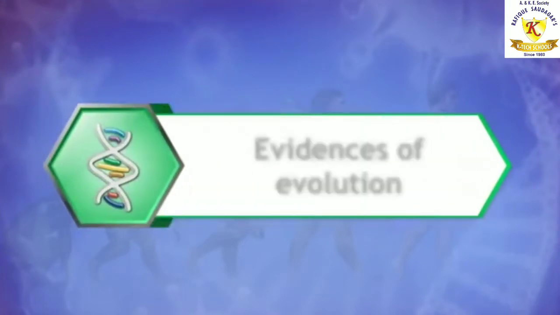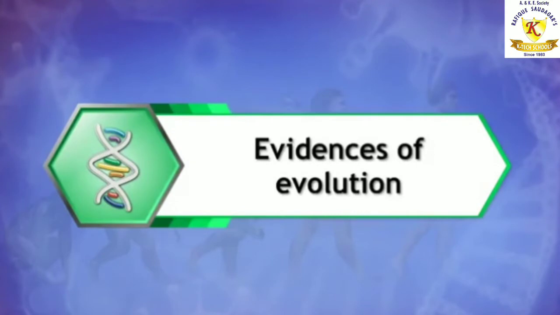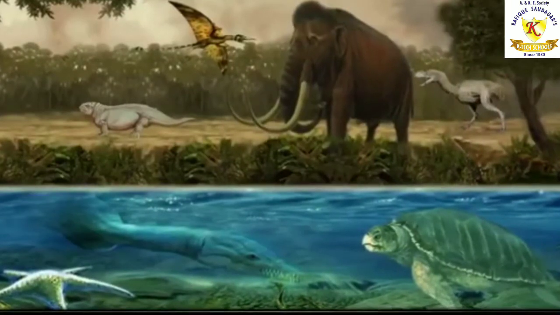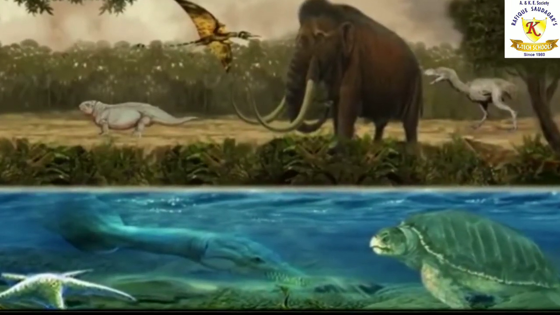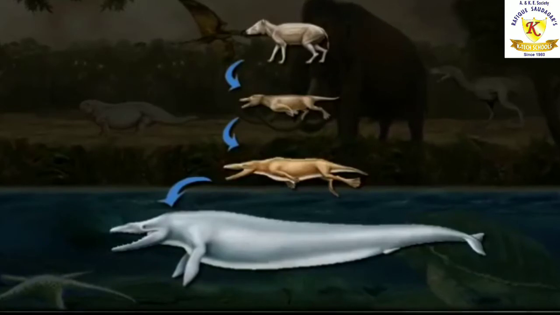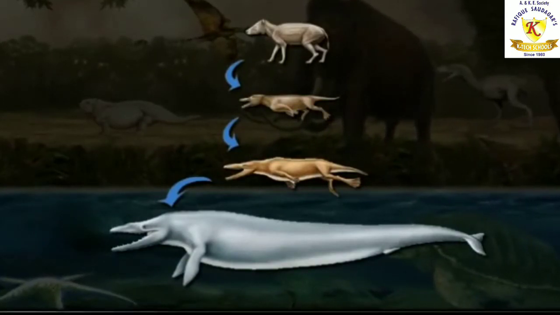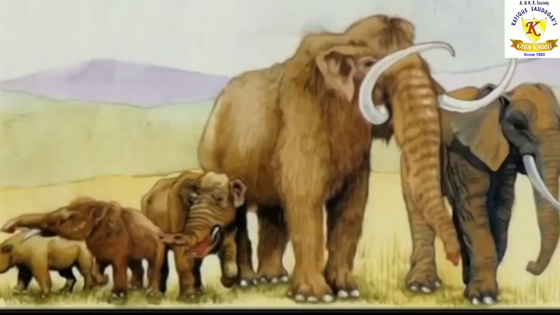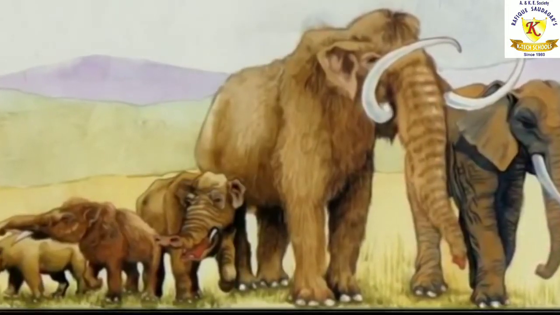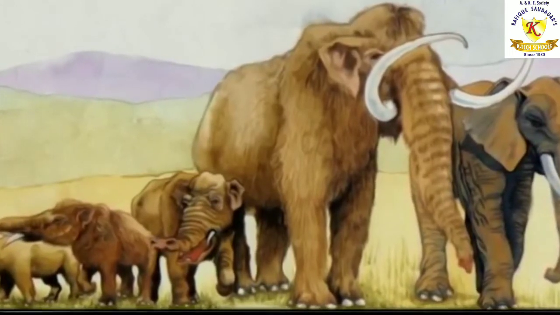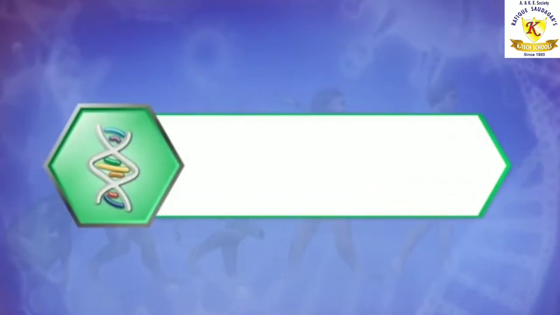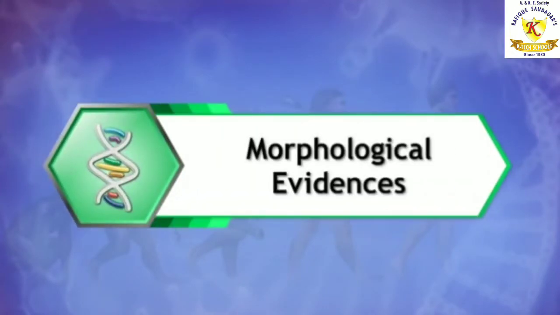Good. Let's move on to the evidences of evolution. Collective thinking upon all the above mentioned theories implies that evolution is an everlasting process of changes. However, it needs proof, right? Now following are various proofs available in support of the theories mentioned above. Let's see them. The first one is morphological evidences.